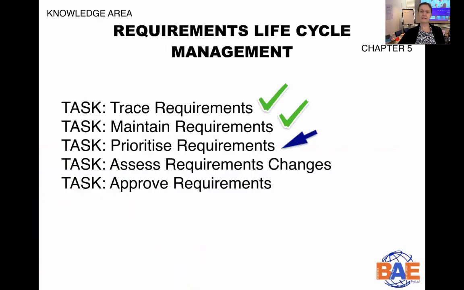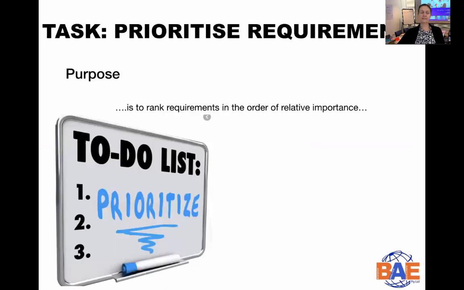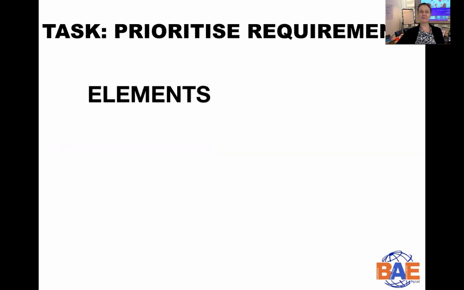Okay, so that's in a nutshell what maintain requirements is all about. Now let's have a look at the third task, which is prioritize requirements. So as you can imagine, the purpose of this particular task is to rank requirements in order of relative importance. Quite an interesting activity throughout the life cycle, because we all have a different view as to what could be important. However, let's have a look at what this actually entails from an elements perspective.